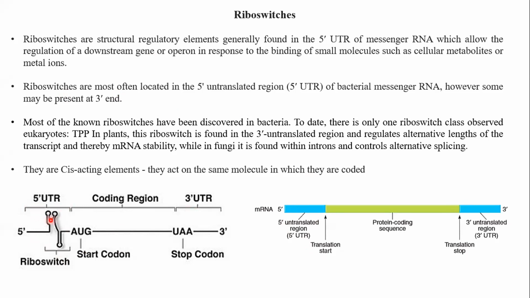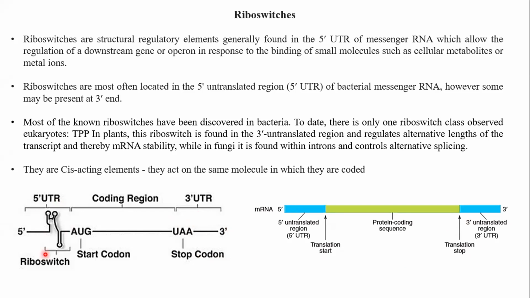Okay, these are the same parts: 5' UTR, coding region, and 3' UTR. Remember the position of the riboswitch, because usually the riboswitch is present in the 5' UTR. This is the first AUG, which means this is the start codon. So here is the translation start site, the first codon to be translated. And here is the stop codon. This is the translation stop site. And here is the 3' UTR.